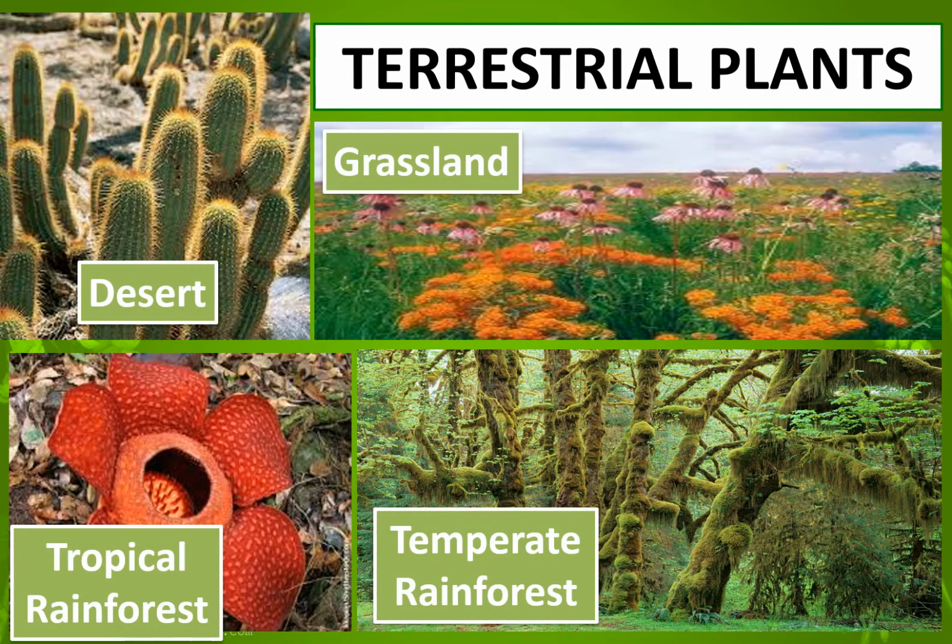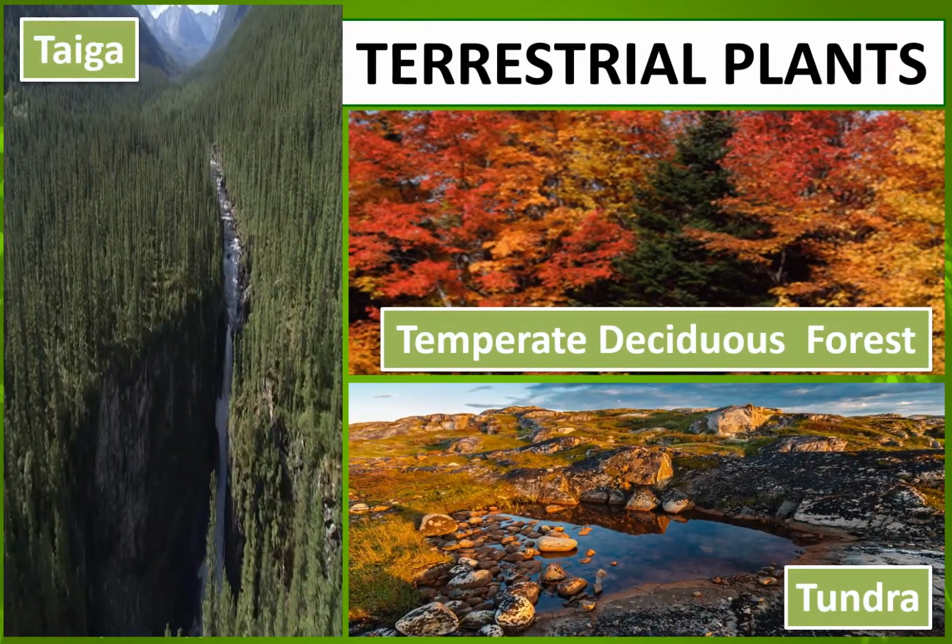So we have the desert plants, the cactus, the grassland. We have plants from the tropical rainforest, the rafflesia, and then we have plants from the temperate rainforest. You can also see here different terrestrial plants from the taiga, temperate deciduous forest, and tundra.